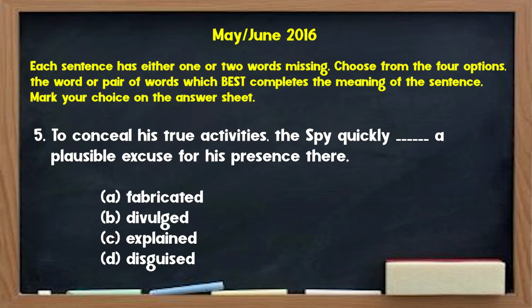Number 5. To conceal his true activities, the spy quickly something a plausible excuse for his presence there. We have A. Fabricated, B. Divulged, C. Explained, and D. Disguised.